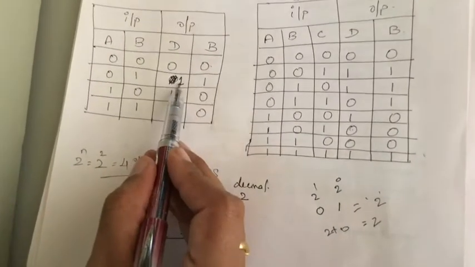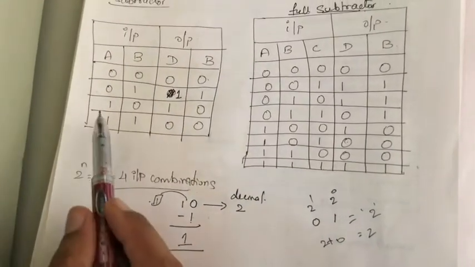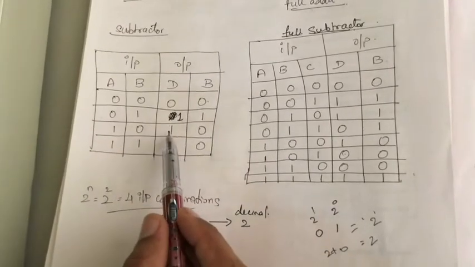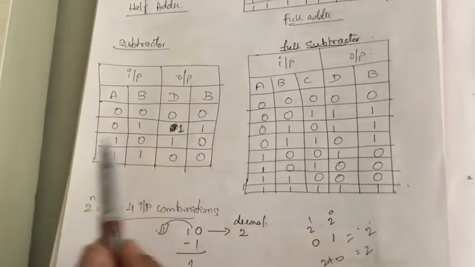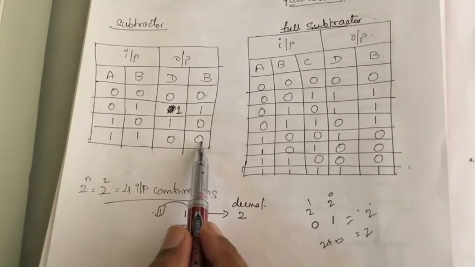So your truth table goes like this. Difference is equal to 1 and borrow is equal to 1. Next input is 1 0. My 1 minus 0 would obviously be difference equal to 1 and borrow equal to 0. 1 minus 1, difference is 0 and borrow is also equal to 0.